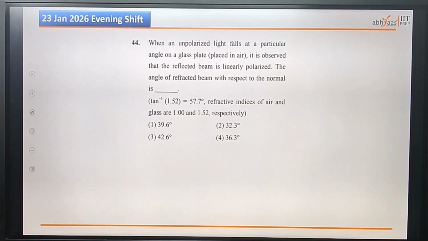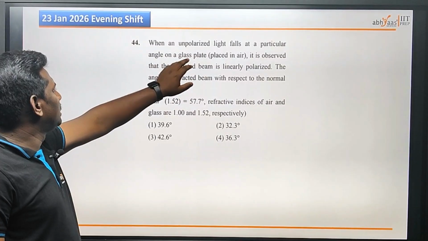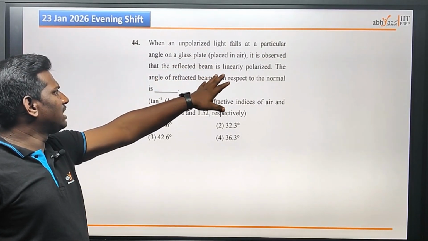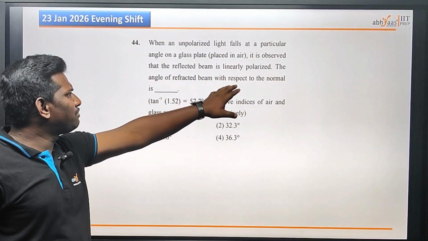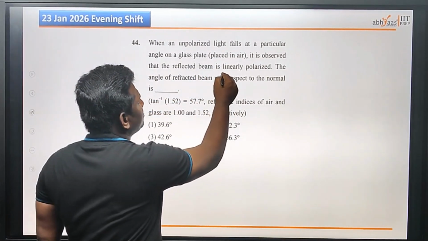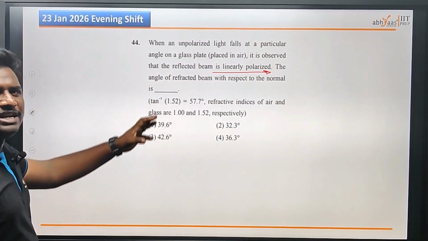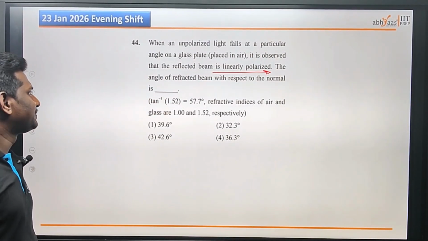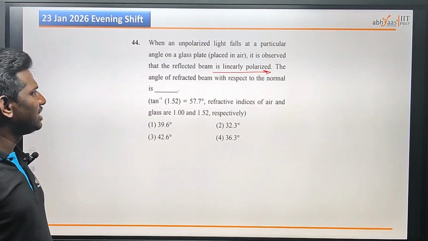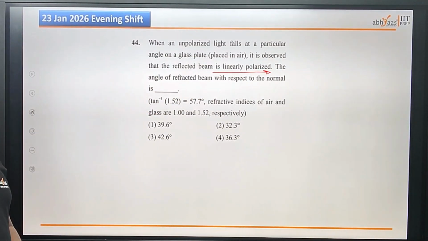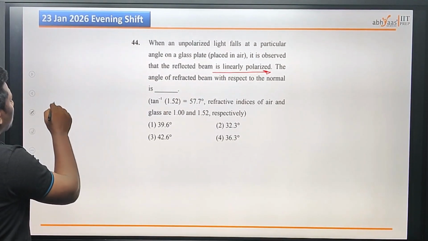Next, question number 44. When polarized light falls at a particular angle on a glass plate placed in the air, it is observed that the reflected beam is linearly polarized. A reflected beam is linearly polarized. That is the condition for Brewster's law. The angle of a refracted beam with respect to the normal. So from Brewster's law, we know this condition.